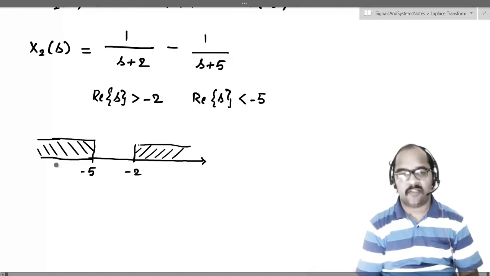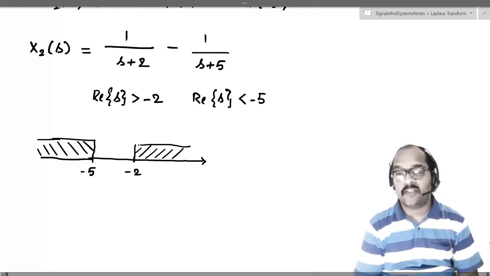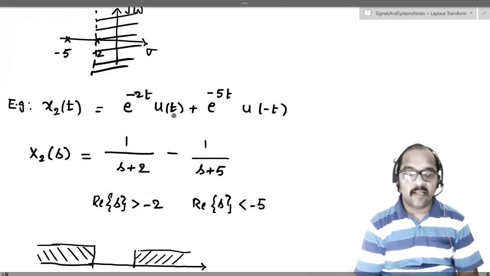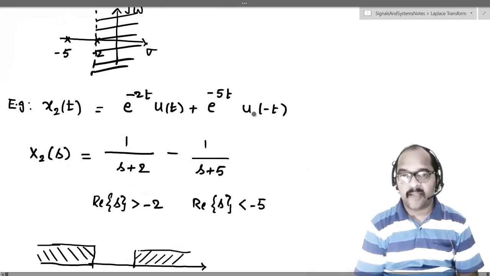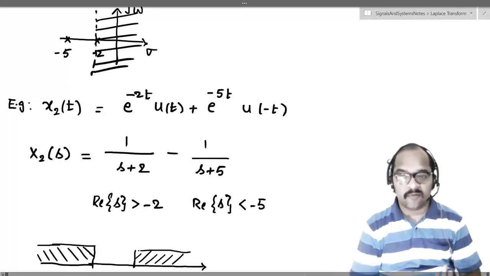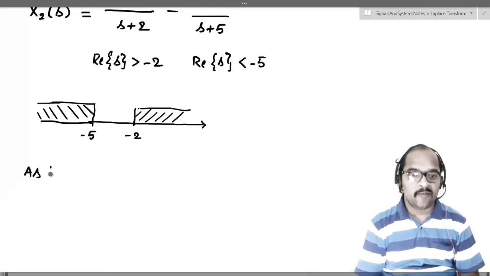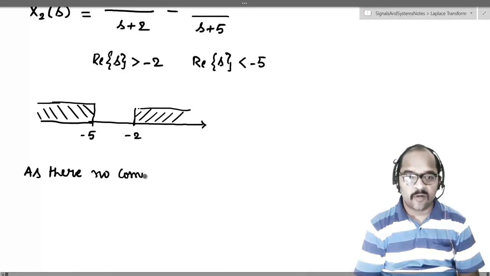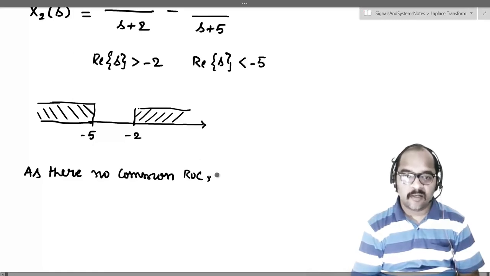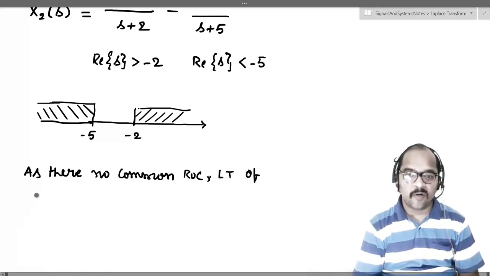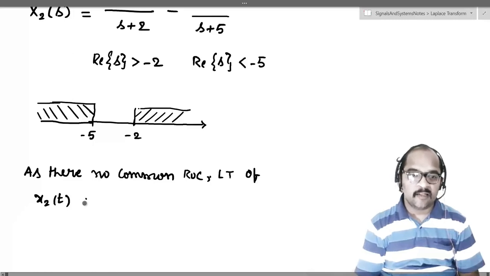When will both converge? There is no region where both will converge, and hence what do we say? This signal e power minus 2t u of t plus e power minus 5t u of minus t does not have a Laplace transform. What does it mean? As there is no common ROC, the Laplace transform of x2 of t does not exist.